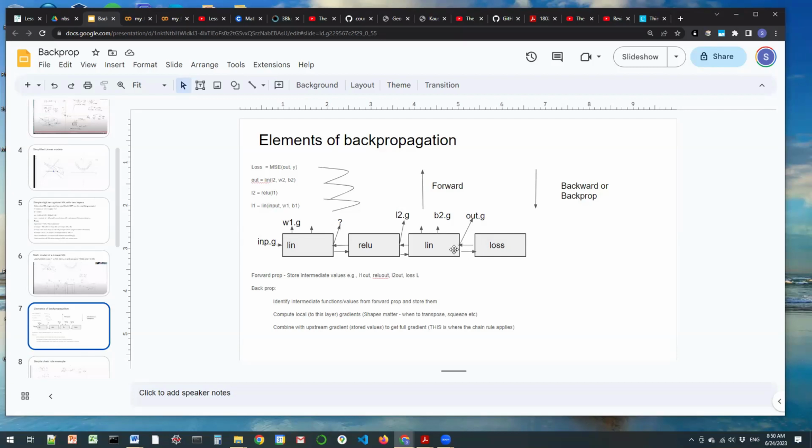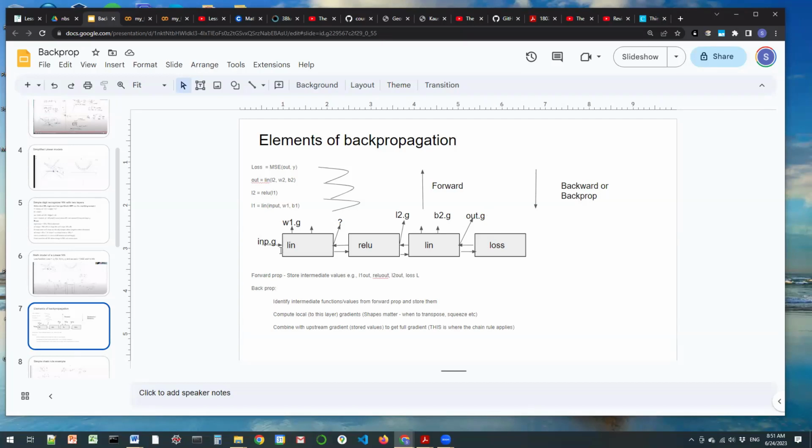What comes out of the unit, remember, is out. And what goes back into the unit is the change in the loss with respect to the output, which is the gradient of the output, or out.g. Now, how do we calculate backprop?